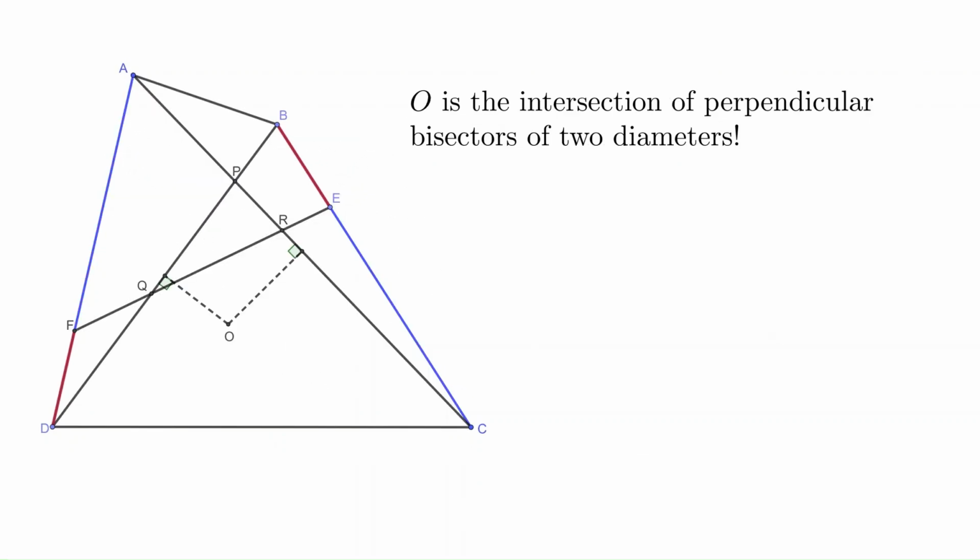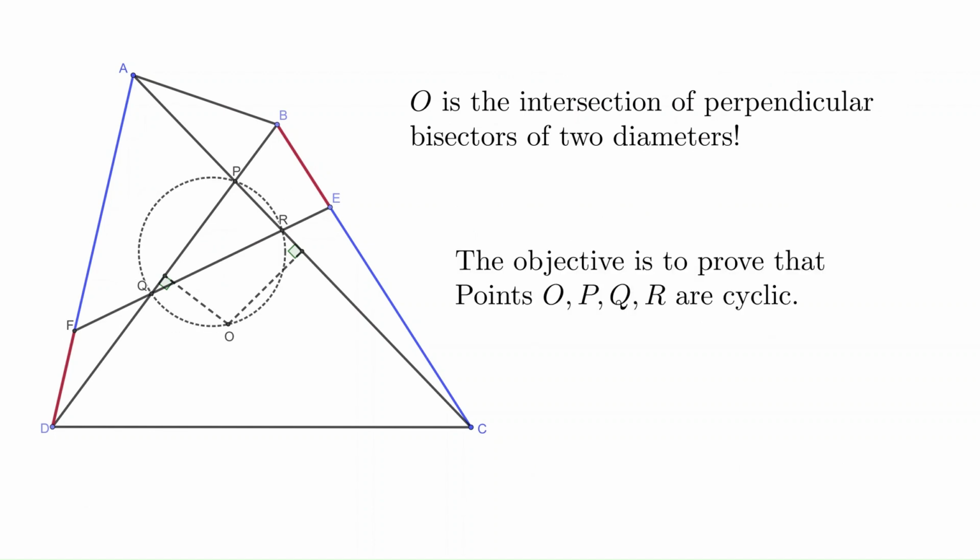Let me review the answer. O is actually the intersection of perpendicular bisectors of two diagonals, AC and BD. So, the objective would be to prove that points O, P, Q, R are cyclic.